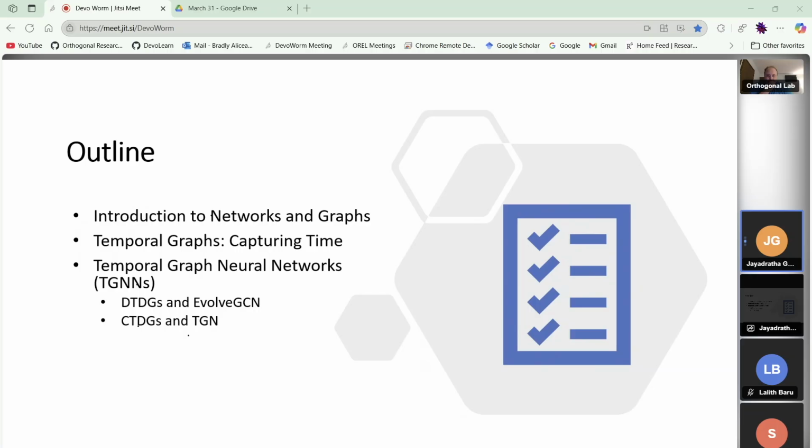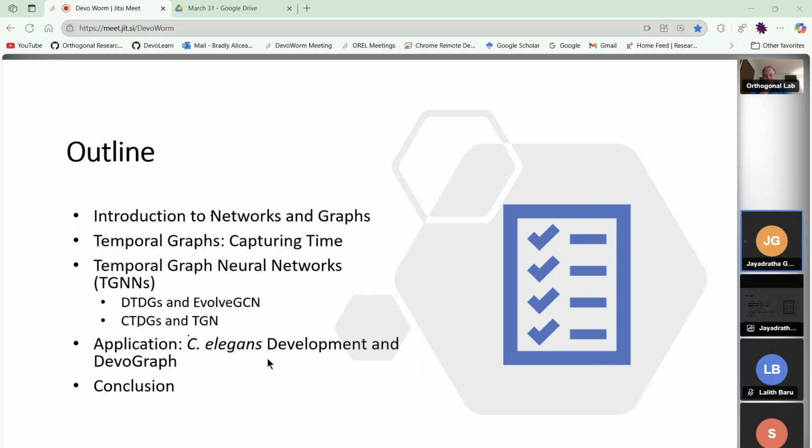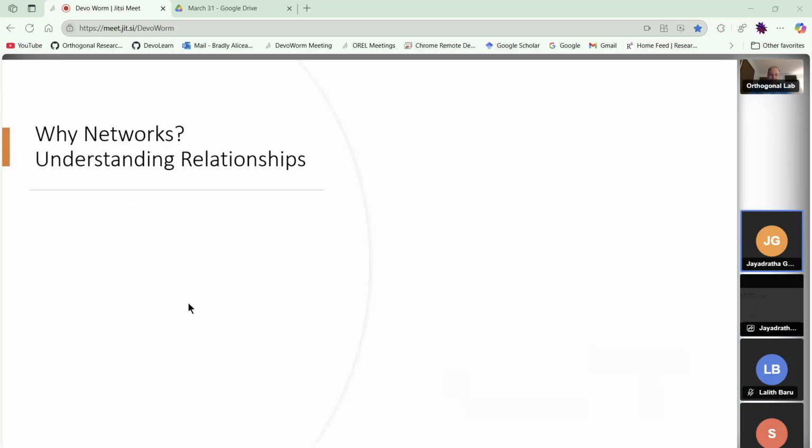There are two different kinds of temporal graph. One is DTDG and another is CTDG, that is discrete time dynamic graph and continuous time dynamic graph. For each one of them, I'll talk about one model, the very popular ones: for CTDG, and for DTDG, EvolveGCN. Then I'll talk about applications, how we can use it for DevoWorm and C. elegans development. I'll share my thoughts only here and conclude.